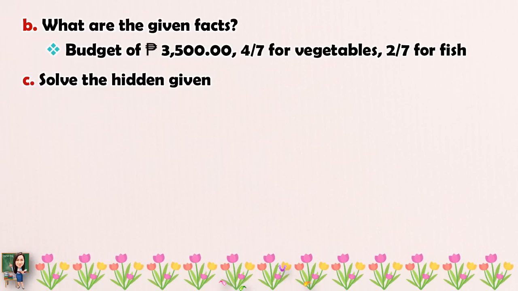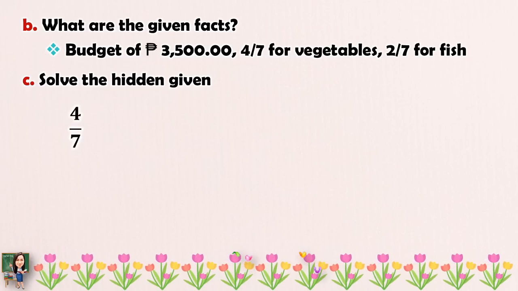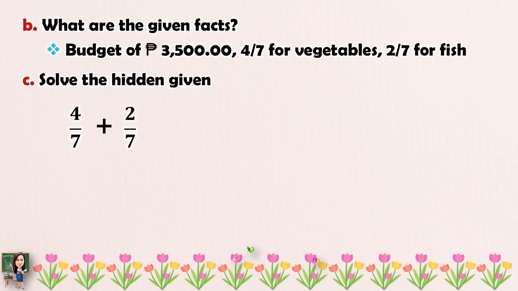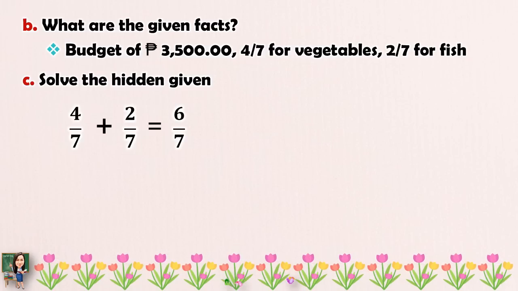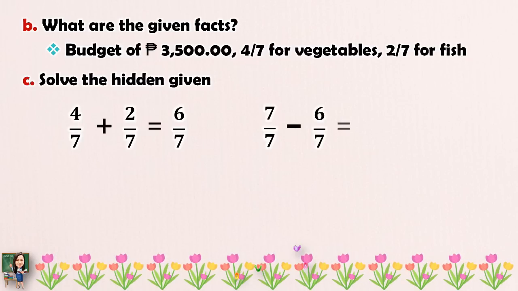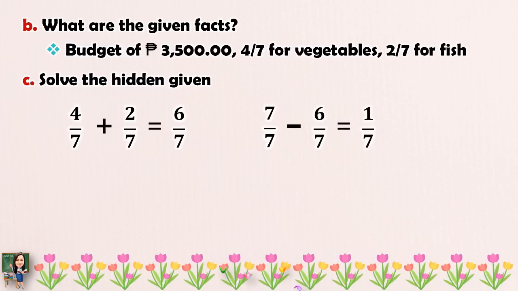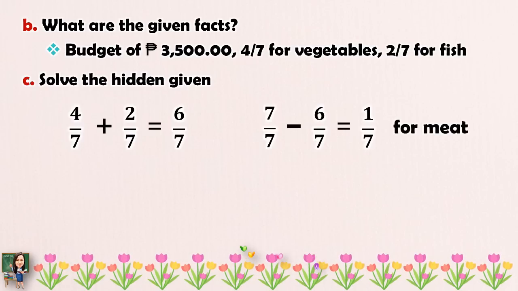To solve, add 4/7 for vegetables plus 2/7 for fish equals 6/7. So get the whole part, 7/7. Subtract 6/7. 7 minus 6 equals 1/7. So there is 1/7 part for meat.